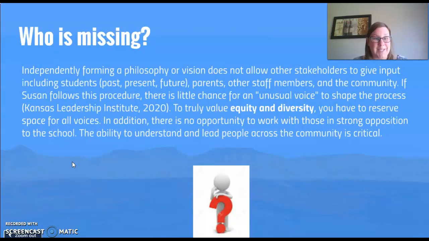As far as who's missing, we know that independently forming a philosophy or vision does not allow other stakeholders to give input, including students, parents, staff members, and other community members. If Susan were to follow this procedure, there would be little chance for the unusual voices to be heard in order to shape the process, and if Susan values equity and diversity, we have to reserve spaces for all voices. In addition, there's no opportunity to work with those in strong opposition to the school, and the ability to understand and lead people across the community is critical for a principal.